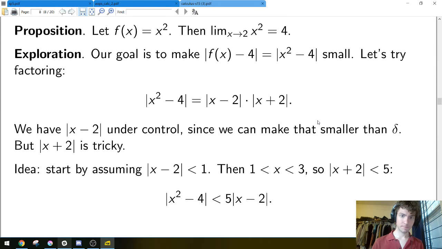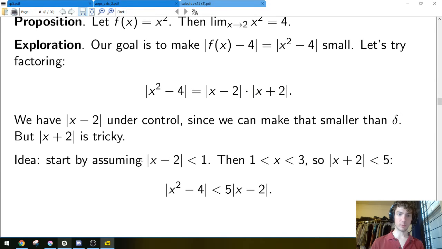Right, but in that definition, it didn't say anything about you being allowed to pick another delta that will make the absolute value of x plus 2 small. That's not true. We're not allowed to say anything about x plus 2. We're only allowed to make x minus 2 small, right? So that's why I say this thing is tricky. And then this is how we solve the trick. We convert the power we have over this first term, which is the power to make x close to 2. We're going to spend some of that to bound this second factor.